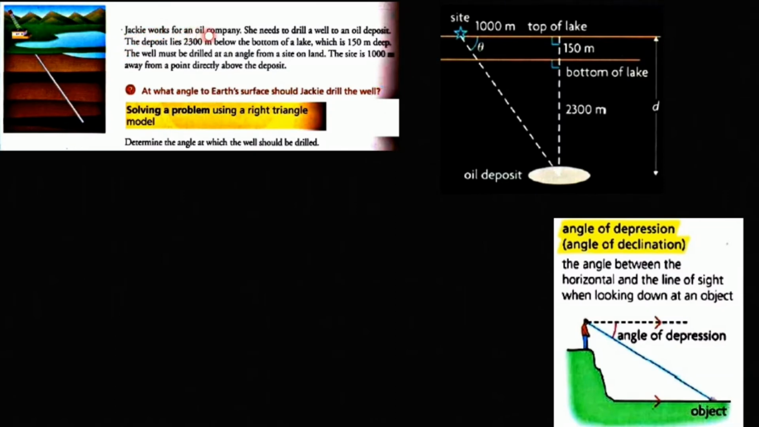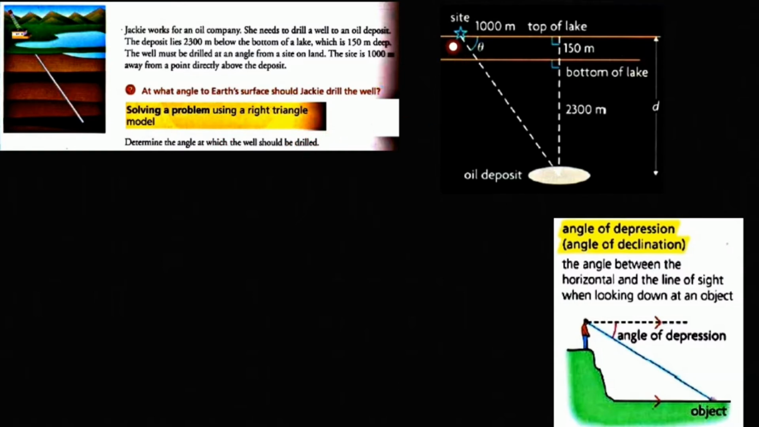Jackie works for an oil company. She needs to drill a well to an oil deposit. The deposit lies 2,300 meters below the bottom of a lake, which is 150 meters deep. A well must be drilled at an angle from a site on land. The site is 1,000 meters away from the point directly above the deposit. At what angle to the Earth's surface should Jackie drill the well? Determine the angle at which the well should be drilled.